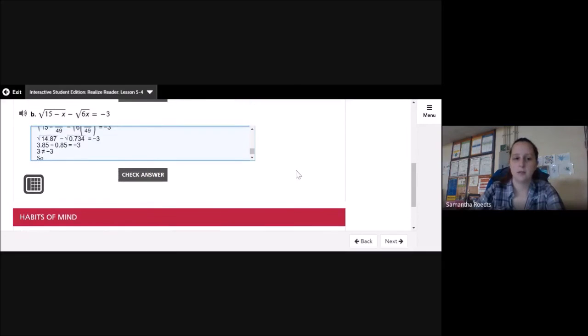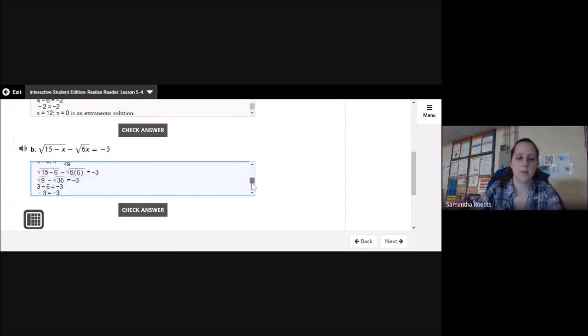So 6 is a solution, but 6/49 is not. So x equals 6. x equals 6/49 is an extraneous solution.